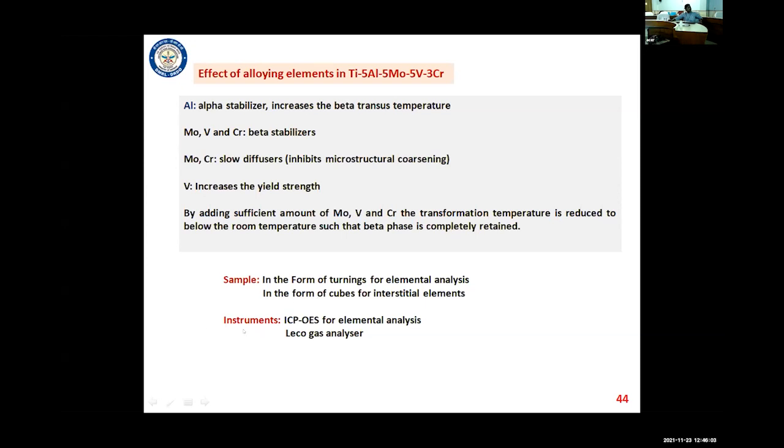These are the samples we have selected for the chemical composition. I will explain how it was determined. We used ICP-OES for the elemental analysis, and for interstitial elements, we used the LECO gas analyzer. For the elemental analysis, the metal is in the form of turnings, and for the interstitial elements, it is in the form of cubes.